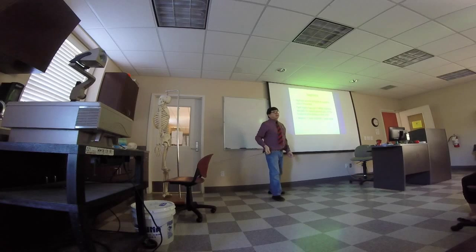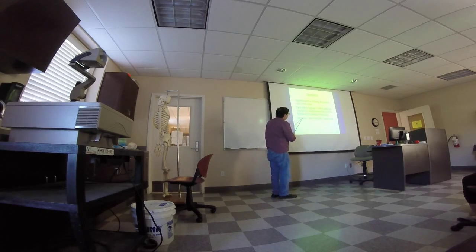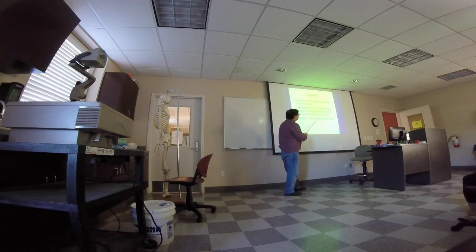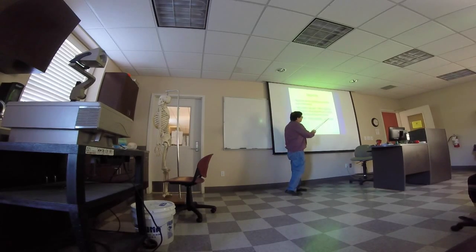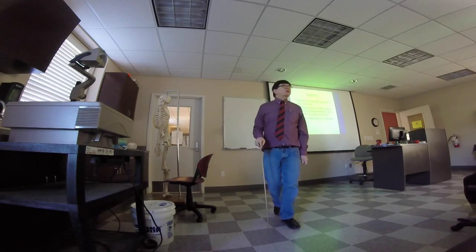For those of you who have taken algebra, this is going to be easier. Nephron is equal to renal corpuscle plus renal tubule. This is kind of like an algebraic equation.